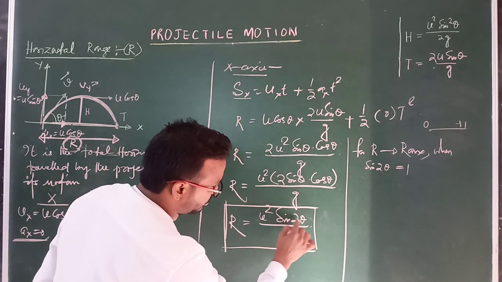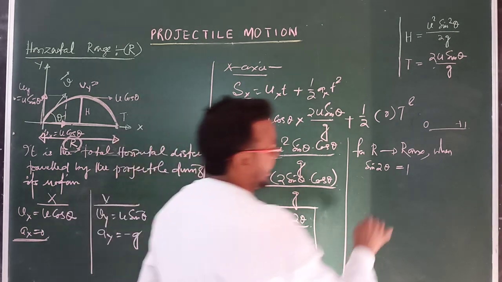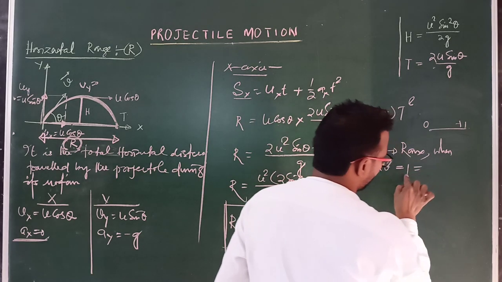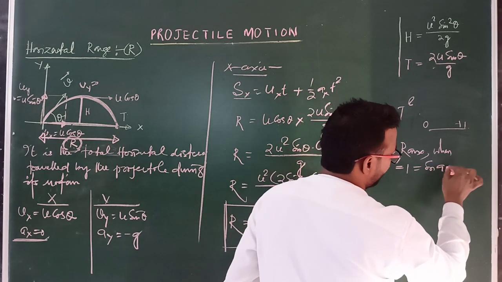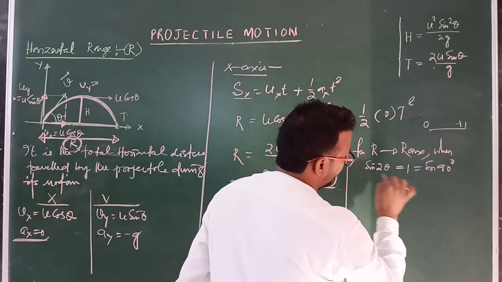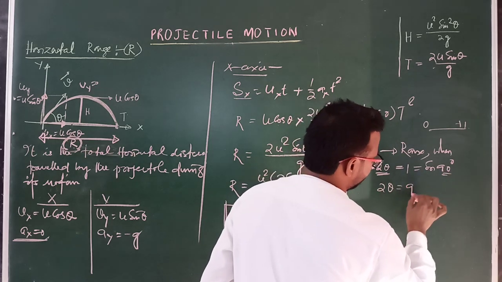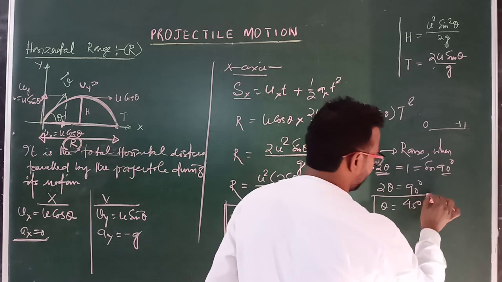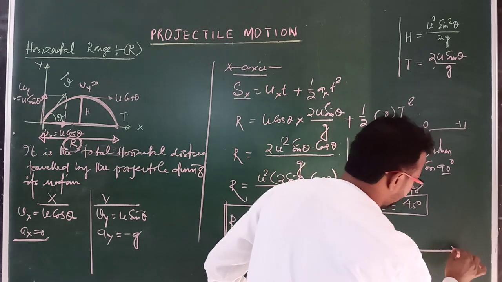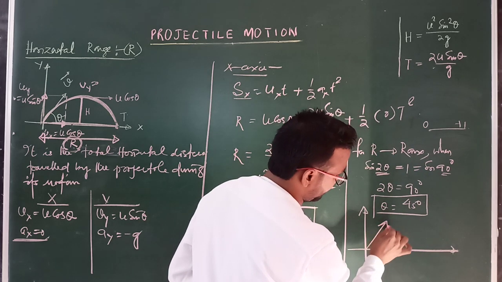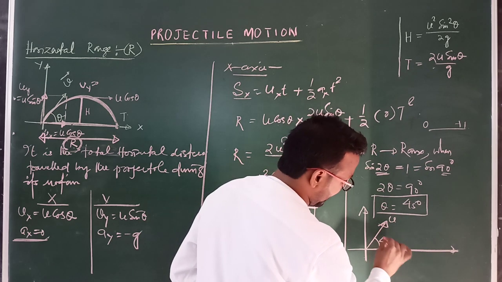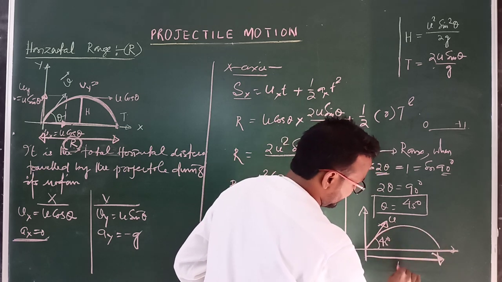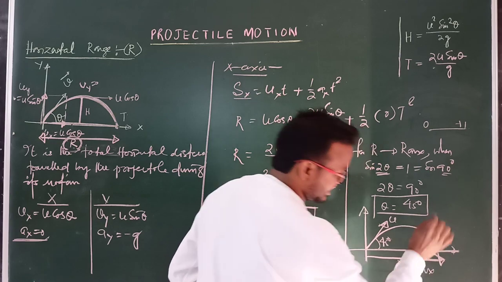So if we use sin 2 theta equals 1, then the range will be maximum, and sin 2 theta equals 1 means its value how much? We already know 1 means sin 90, the value of sin 90 equals 1. So 2 theta equals 90 degrees. Clear? Or theta equals 45 degrees. It means that if we project a projectile into space with some initial velocity u at an angle of 45 degrees, then it will travel the maximum range.